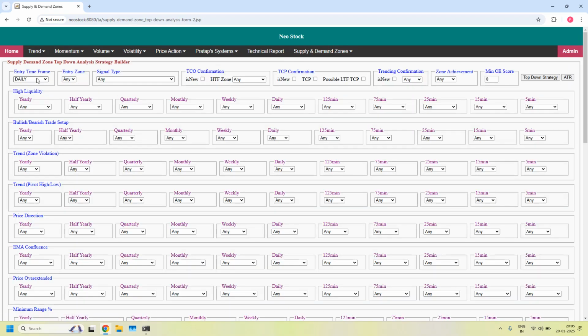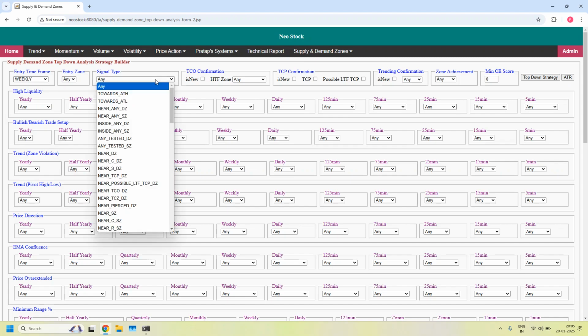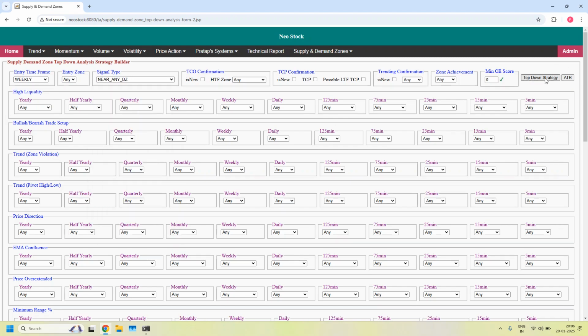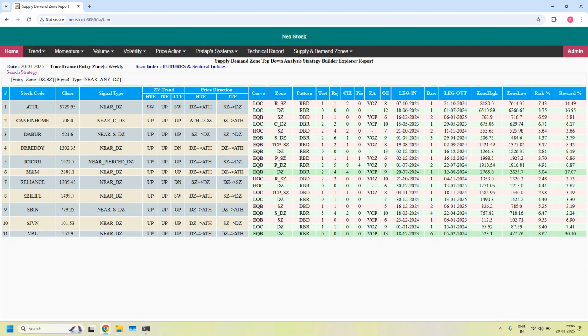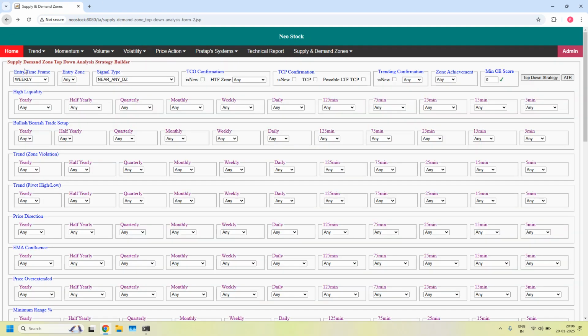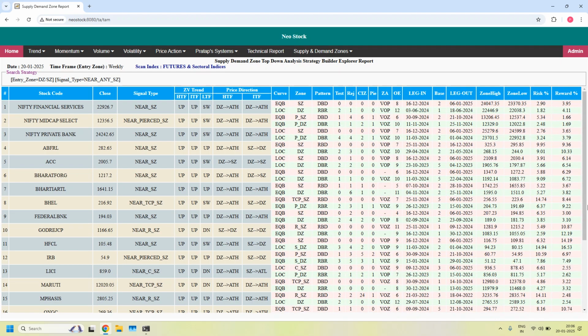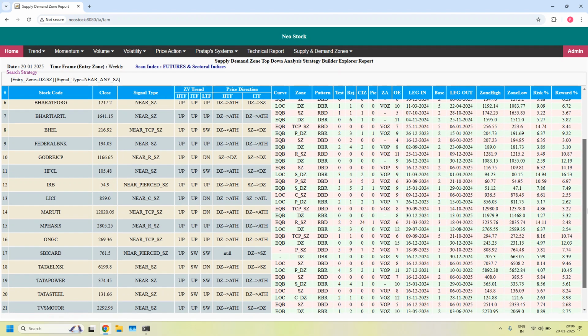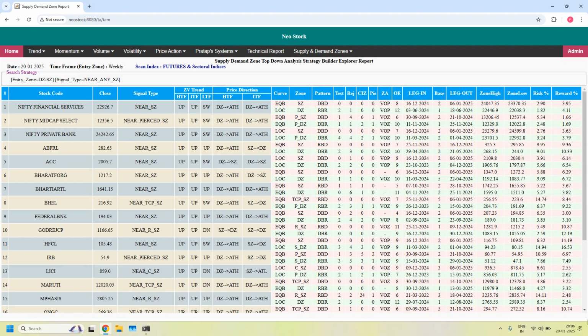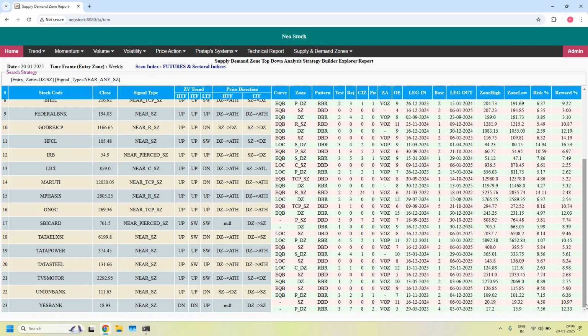Next time frame is weekly. Stocks near weekly demand zone. We got 11 stocks. Next weekly time frame, stocks near weekly supply zone. We got 23 stocks. So first 15 stocks in the list. I am scrolling the list down. So total 23 stocks are filtered.